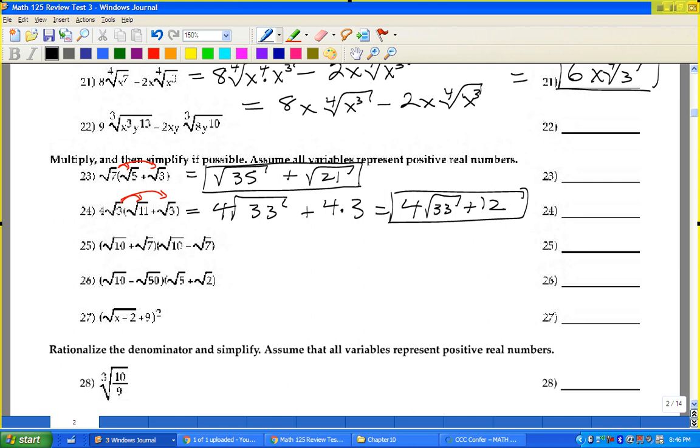Let me do problem number 25. And so this is one of our special product formulas. Let's multiply. And so rad 10 times rad 10 is 10. Rad 7 times rad 7 is 7. 10 minus 7 is 3.